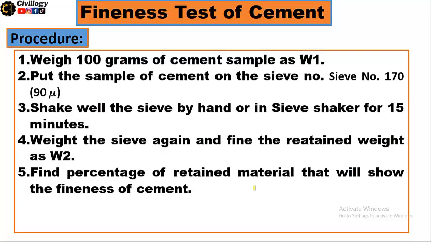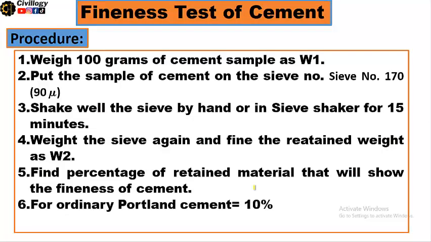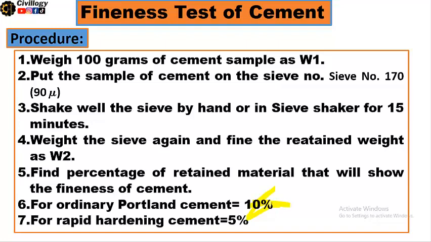which will show the fineness of cement. For ordinary Portland cement, this value should be 10%. That is, the value of retained material should be 10%, and for rapid hardening cement it should be 5%.